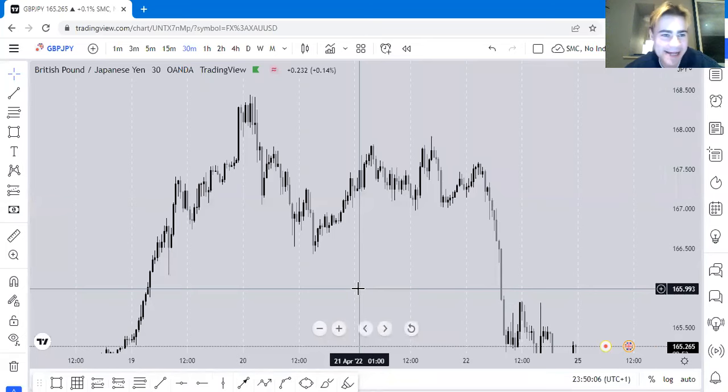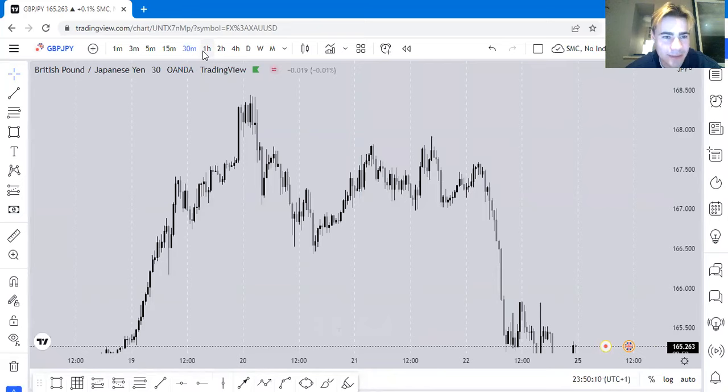So I'm going to share my screen and jump onto TradingView now. Let's go through GBPJPY. Okay, so hopefully the screen should be clear. Let's get rid of those. No ads on the charts, thank you. And let's jump onto the 1 hour on GBPJPY.